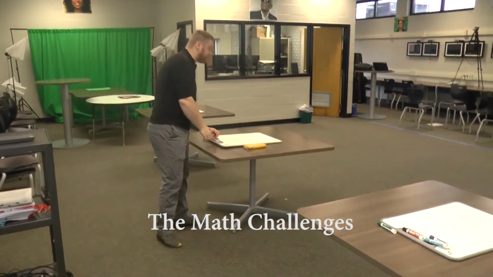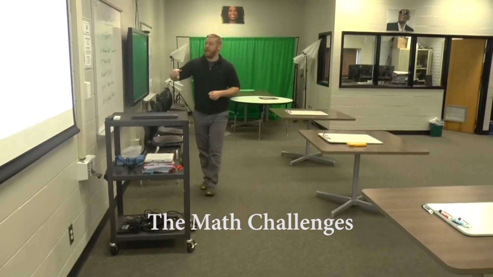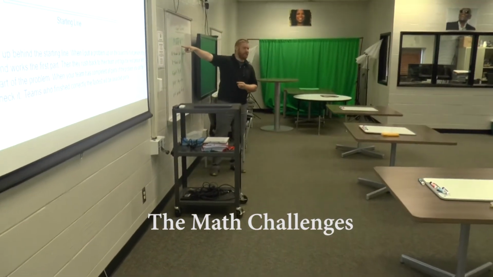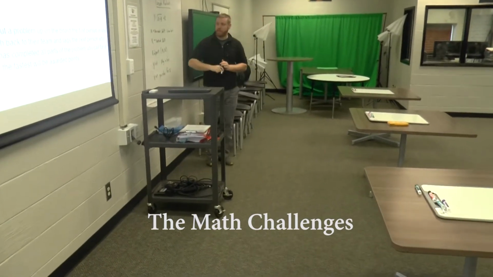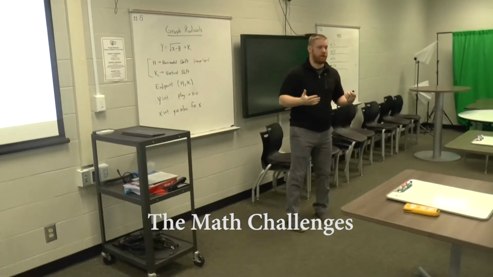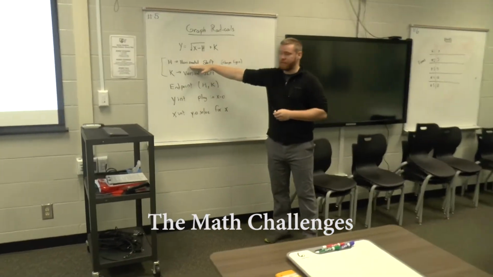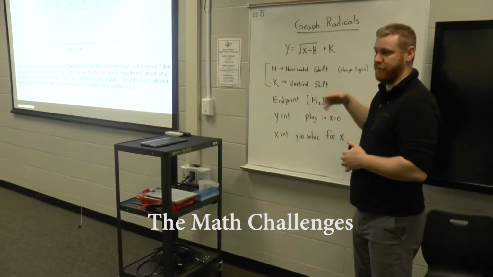And what you're gonna have to do is, when I put a problem up on the board, I'm gonna put an equation up on the board like this, and I'm gonna ask you to do five things. I'm gonna ask you to tell me, are there any horizontal shifts or vertical shifts? For example, you might write horizontal shift left 2, vertical shift up 7.